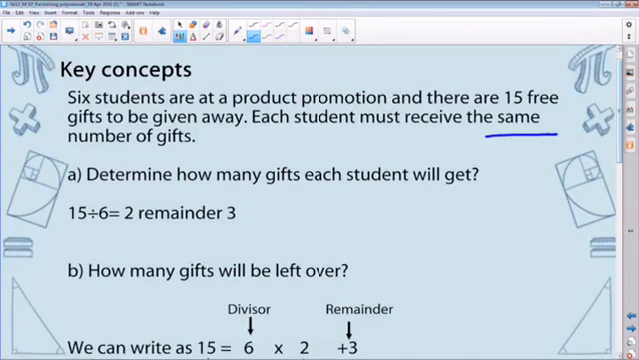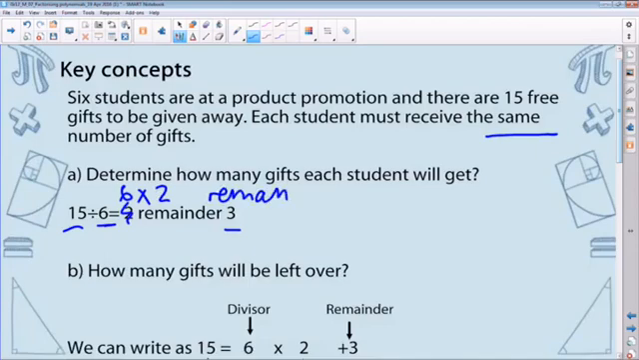Well, this is a very simple problem for most of you. You know that there are six students and there are 15 gifts. So if I were to say 15 divided by 6, my answer will be 2 times 6, or 6 times 2 gives me 12, plus my remainder of 3.